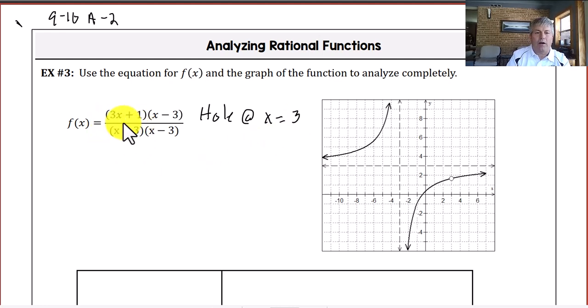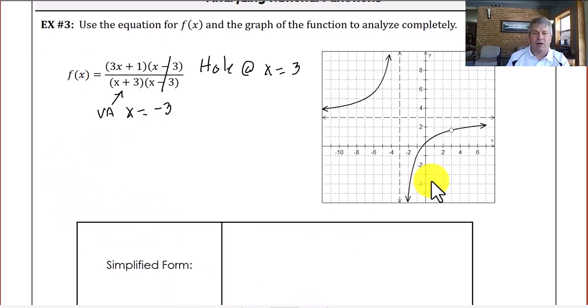We also know in our denominator that we're going to have a vertical asymptote at x equals -3. And that corresponds to what we have on our graph. So we've got our vertical asymptote at x equals -3. Our remaining function, or our simplified form of our function, after we cancel, will just be f of x equals 3x plus 1 all over x plus 3.